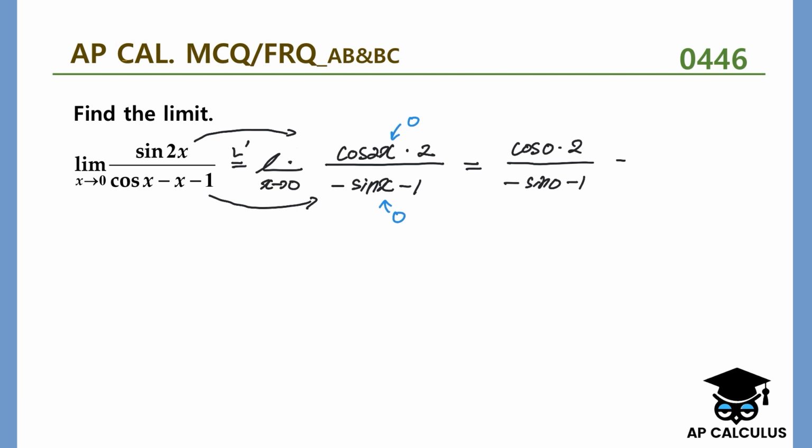Cosine 0 is equal to 1, right? So 1 times 2, that's 2, over sine 0, which is equal to 0, so negative 1 here. So the answer has to be negative 2, right?